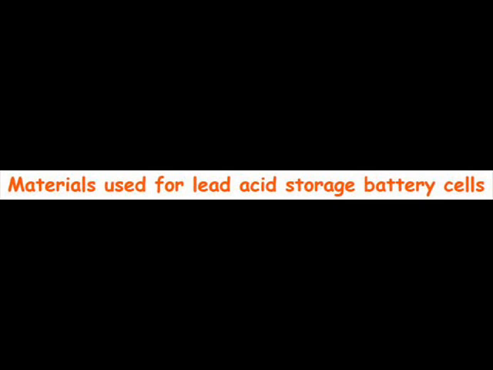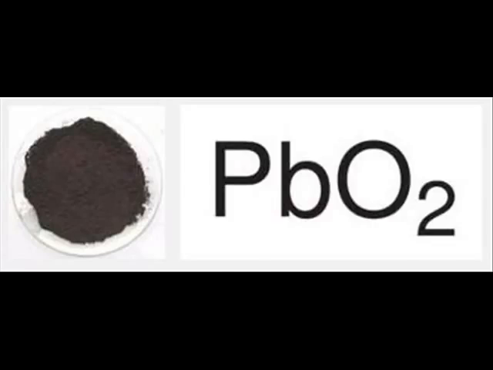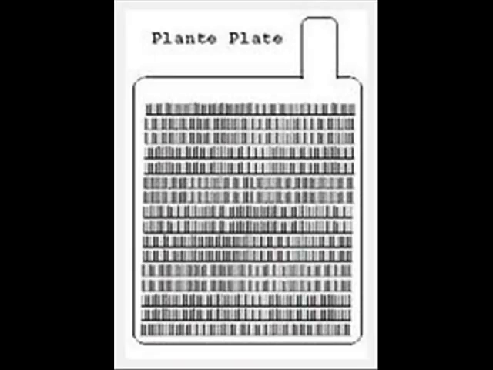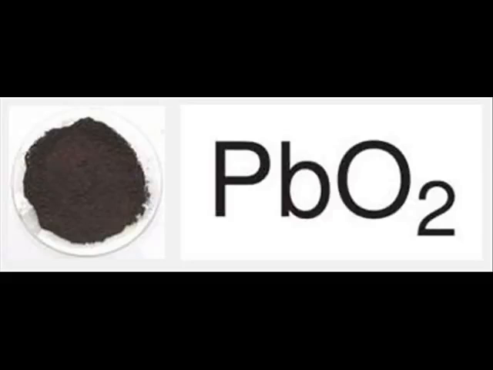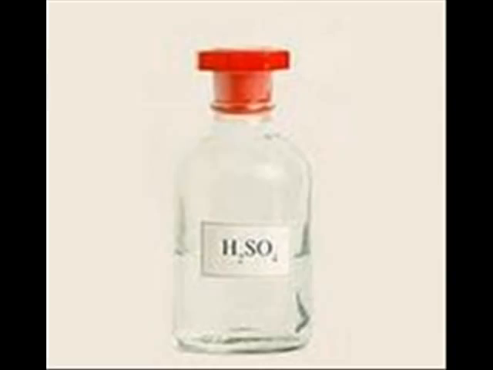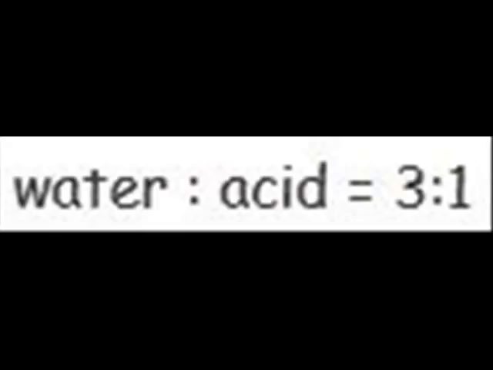The main active materials required to construct a lead-acid battery are lead peroxide, sponge lead, and dilute sulfuric acid. The positive plate of a lead-acid battery is made of lead peroxide. This is a dark brown, hard, and brittle substance. The negative plate is made of pure lead in soft sponge condition. Dilute sulfuric acid used for a lead-acid battery has a ratio of water to acid equal to 3:1.